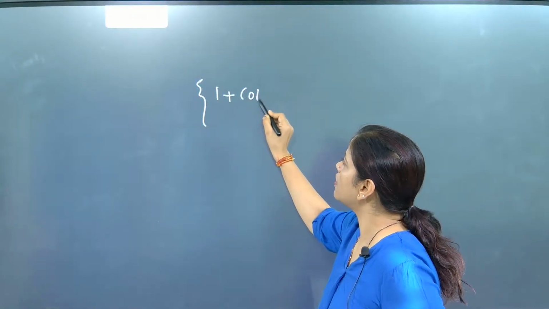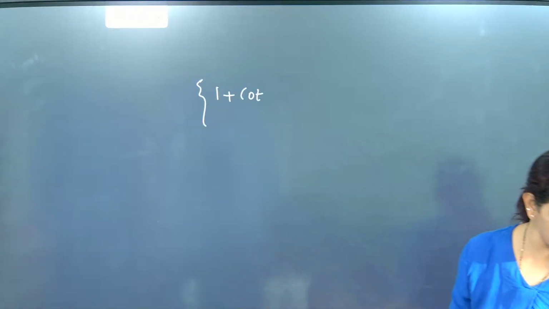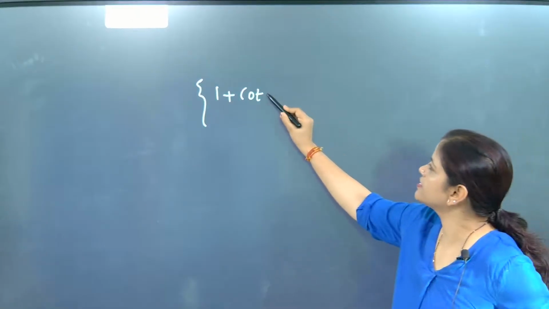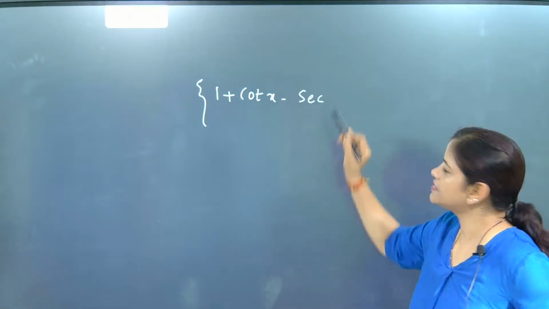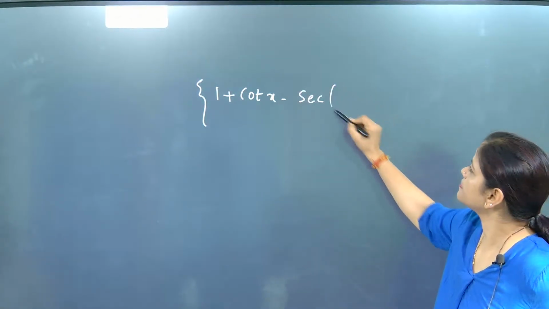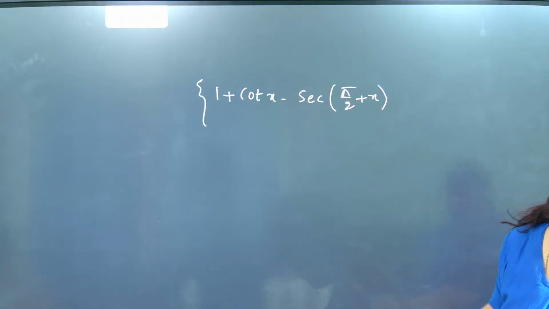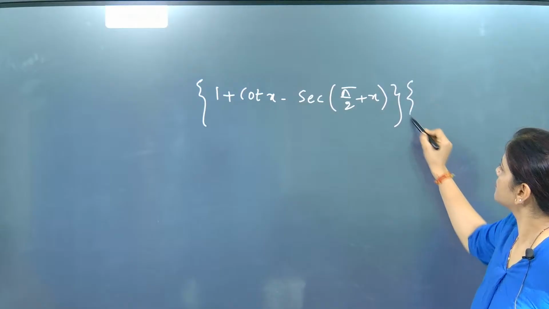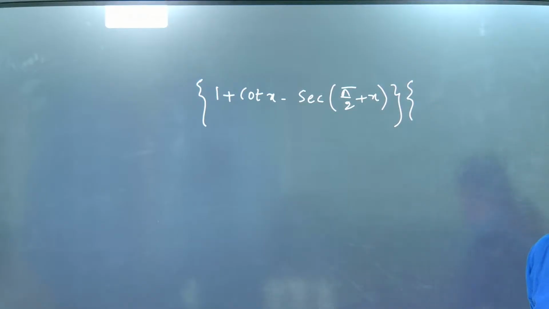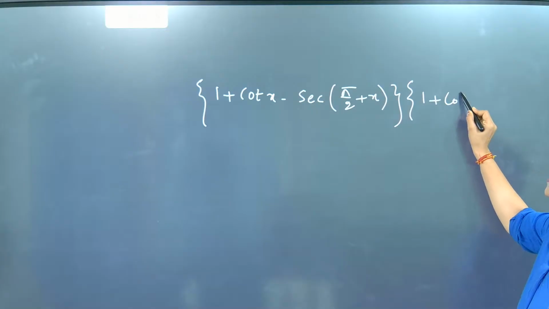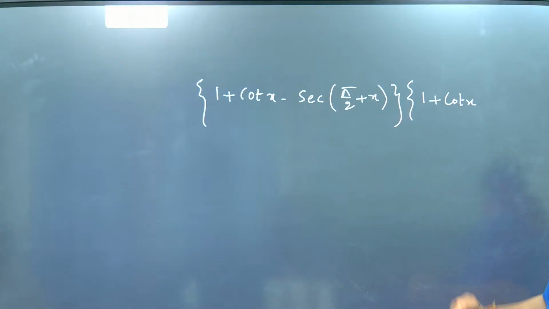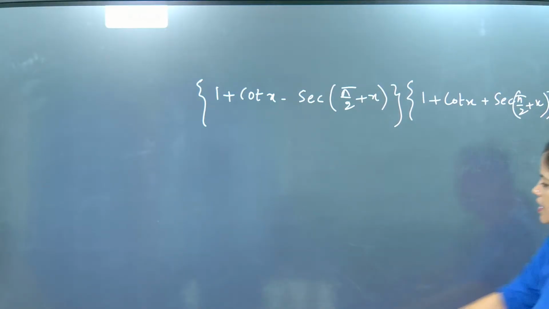1 plus cot x minus secant of pi by 2 plus x, then 1 plus cot x plus secant of pi by 2 plus x. Okay?